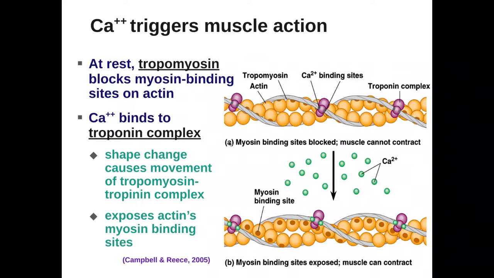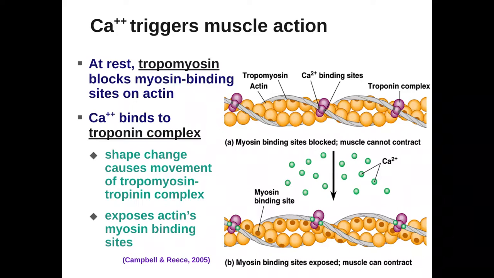So here we have at rest. You can see here we have the tropomyosin blocking. You can see these darker binding sites. Okay, so these are all blocked. And when calcium binds to troponin, those will now be exposed. So now you can see down here on the bottom picture, those myosin binding sites on the actin are exposed. So calcium is what triggers this.